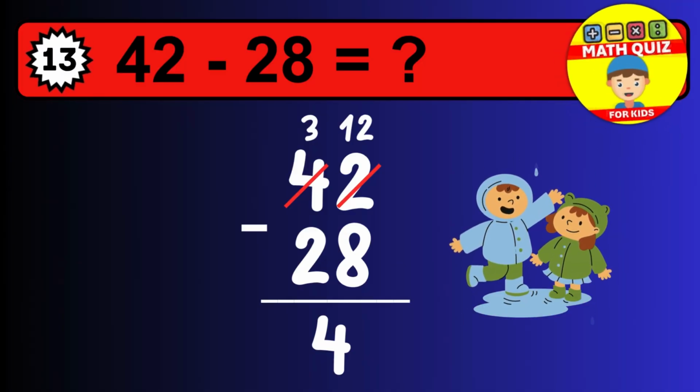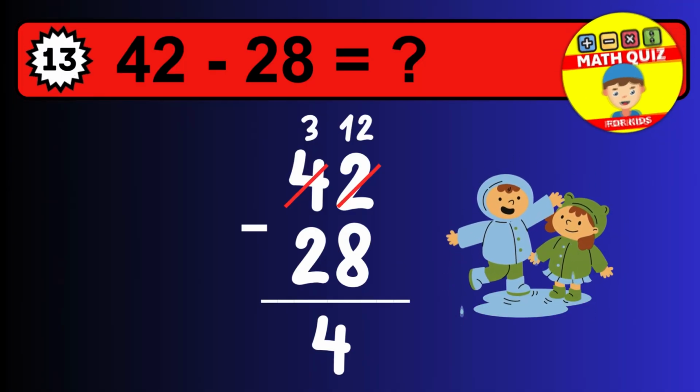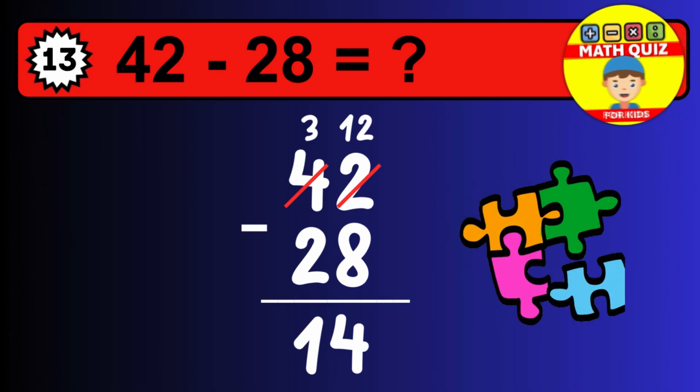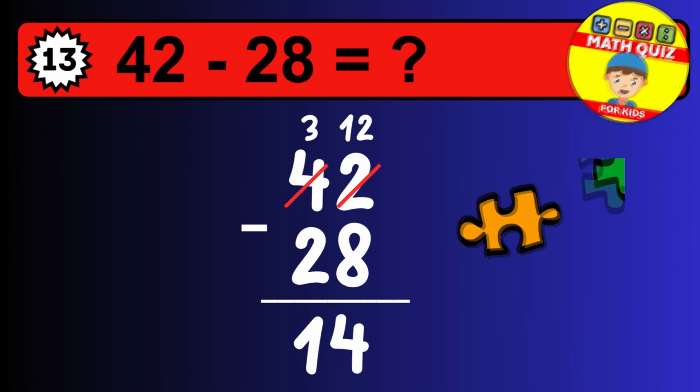Now we subtract. 12 minus 8 is 4. Then we go to the tens. 3 minus 2 is 1. The final answer is 14.